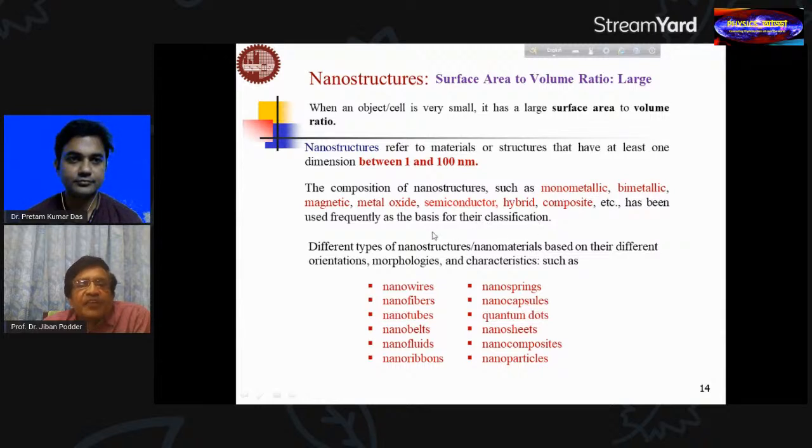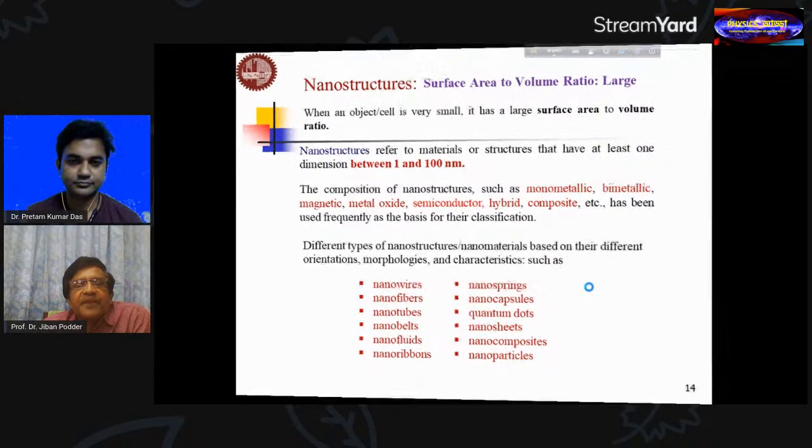So different types of nanostructure materials we can fabricate easily in the laboratory, like in the form of nanowires, nanofibers, nanotubes, nanobelts, nanofluids, nanoribbons, nanosprings, nanocapsules, quantum dots, nanosheets, nanocomposites, and nanoparticles. So these are the different morphologies of the nanoparticle materials in different shapes.